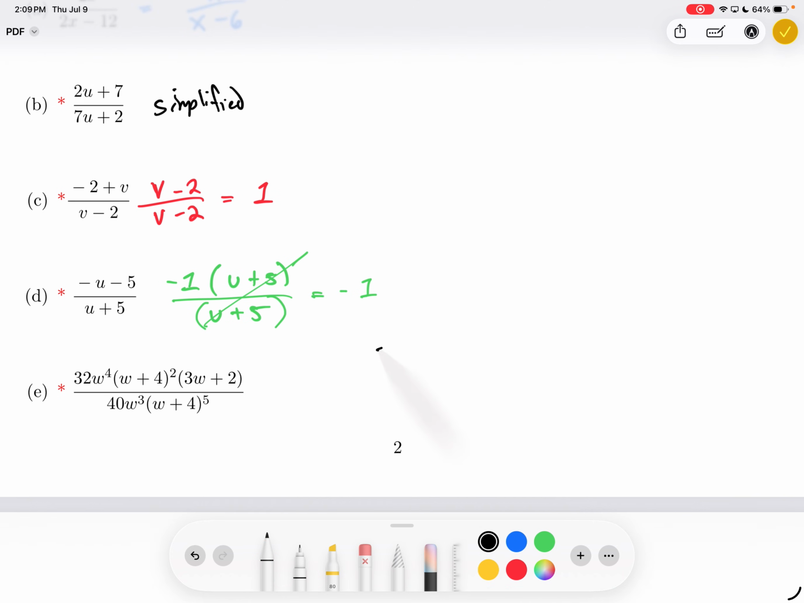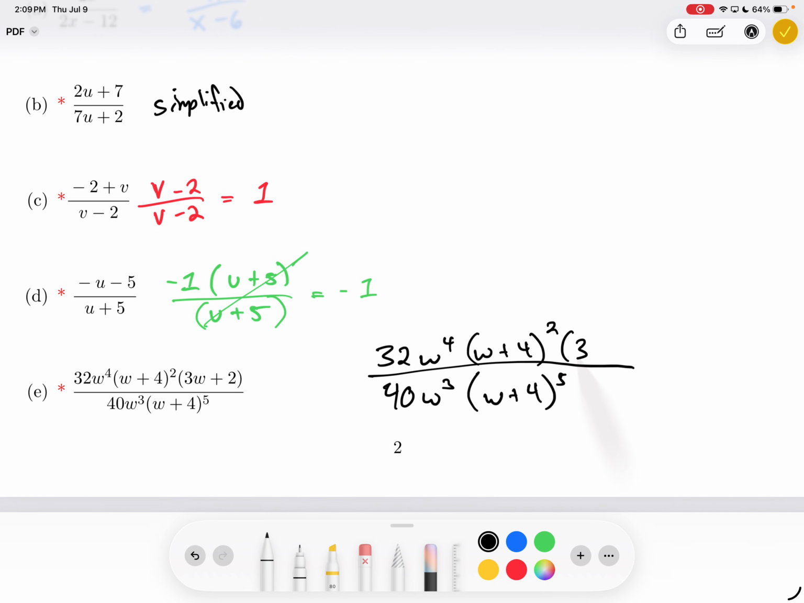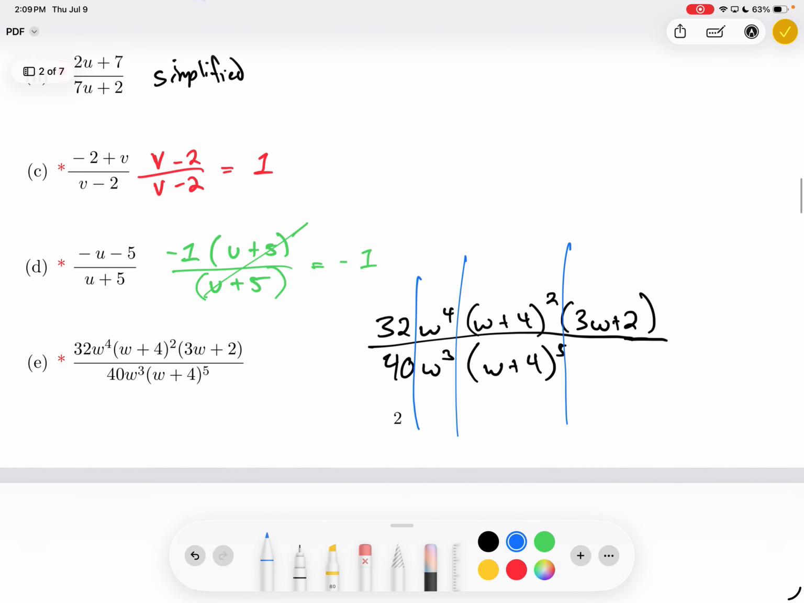The last one I'm going to rewrite real quick. So on this one, you want to look at the numbers, then the W's, then the W plus 4's, and just go through each one individually.